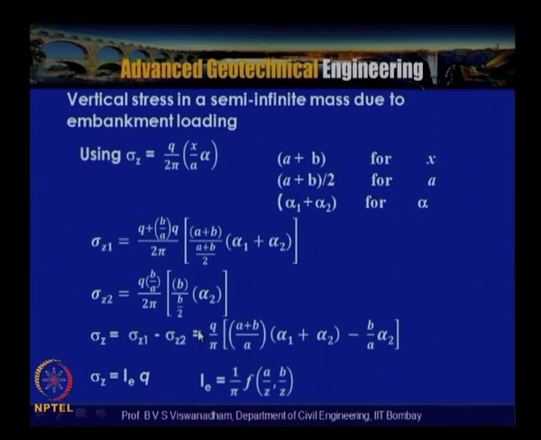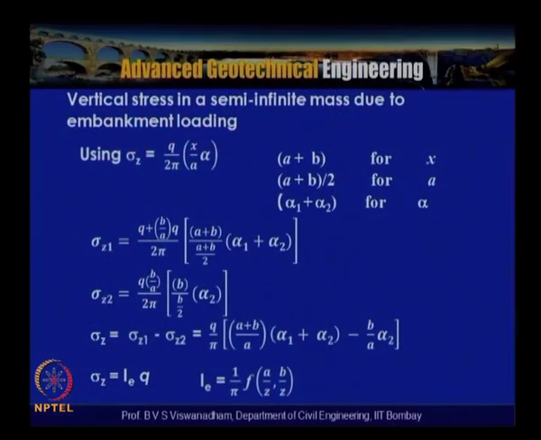How to get that: if the embankment is constructed with a fill material having a unit weight of 20 kilonewton per meter cube, then 20 into, let us say, an embankment height of 5 meters, it is about 100 kilopascals or 100 kilonewton per meter square. So, q by pi into a plus b by a into alpha 1 plus alpha 2 minus b by a into alpha 2.